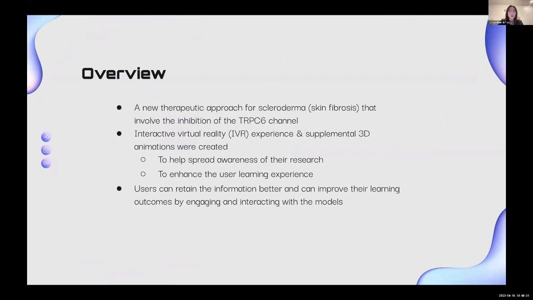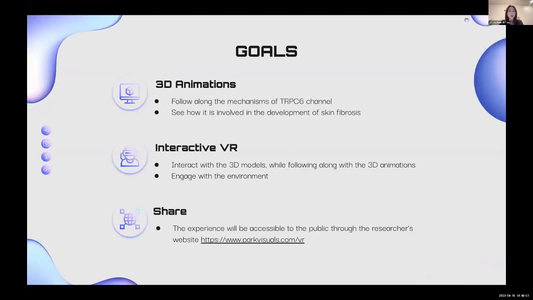So to help spread awareness of their research and to enhance the user learning experience, an interactive virtual reality experience was created, as well as supplemental 3D animations. And so by engaging and interacting with the models, users can retain the information better and can improve their learning outcomes.